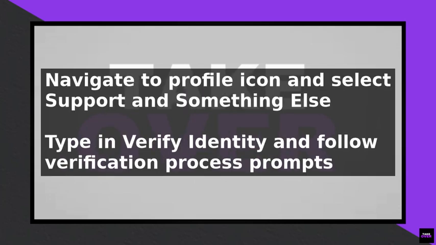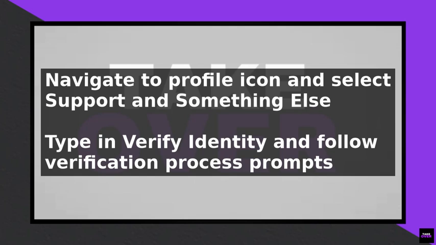Now, navigate to the Cash App and tap on the profile icon. Then select Support and click on something else. Type in Verify Identity and follow the prompts to initiate the verification process. You will be asked to provide your name, date of birth, and social security number. Make sure to enter this information correctly, as any errors may cause the verification to fail.